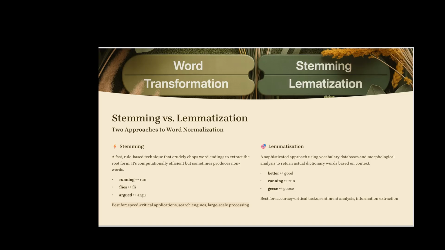Stemming is a fast rule-based technique that chops word endings to extract the root form. Examples of these include running to run, flies to fly. Here, basically what we are observing is all of these words are broken down to extract the root form of it. The root form of running is run, flies is fly, and so on. Stemming is best for speed-critical applications, search engines, and large-scale processing.